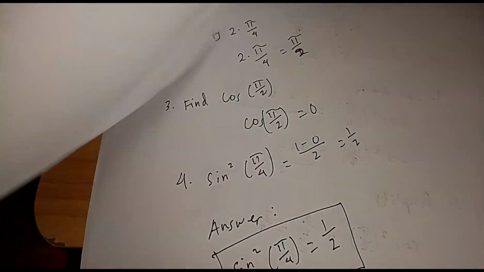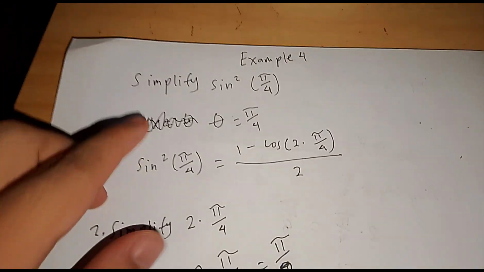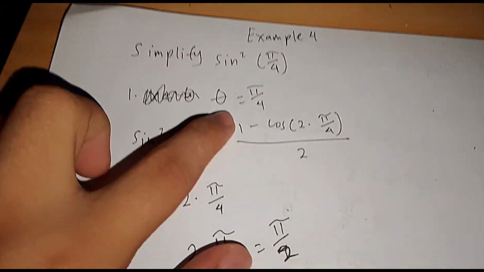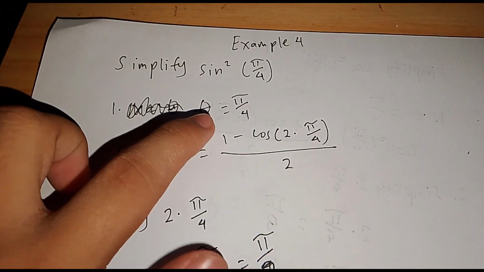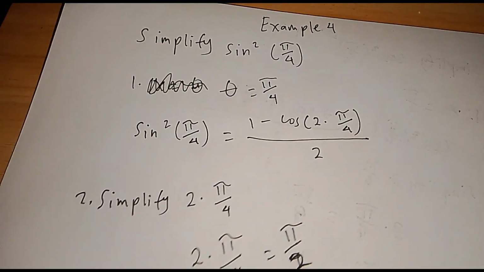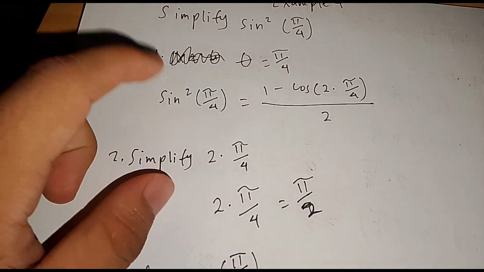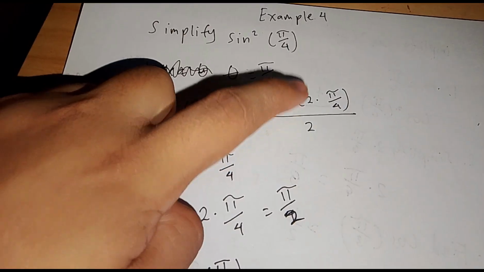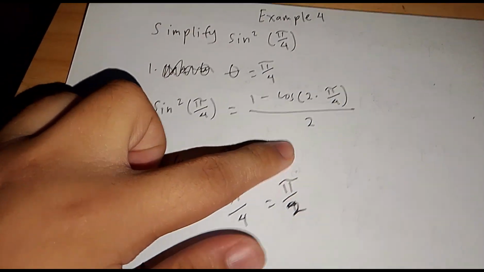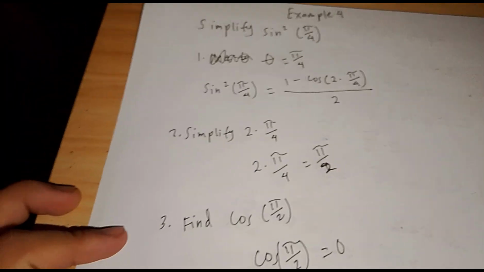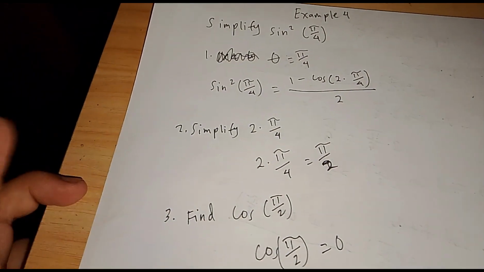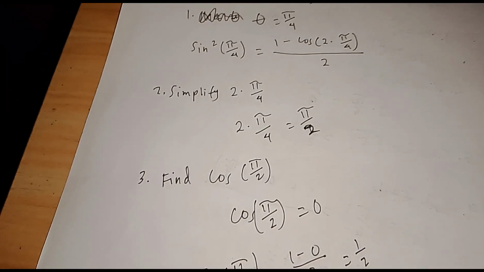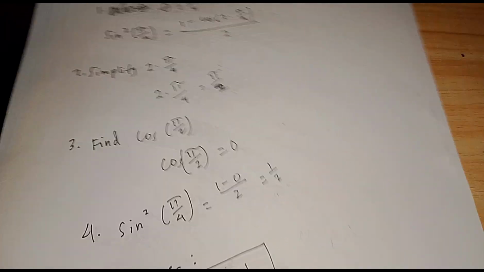So we have another example, number 4. Simplify sine squared pi over 4. First, identify theta equals pi over 4. Then substitute: sine squared pi over 4 equals 1 minus cosine of 2 multiplied by pi over 4, over 2. So simplify 2 multiplied by pi over 4, which equals pi over 2.